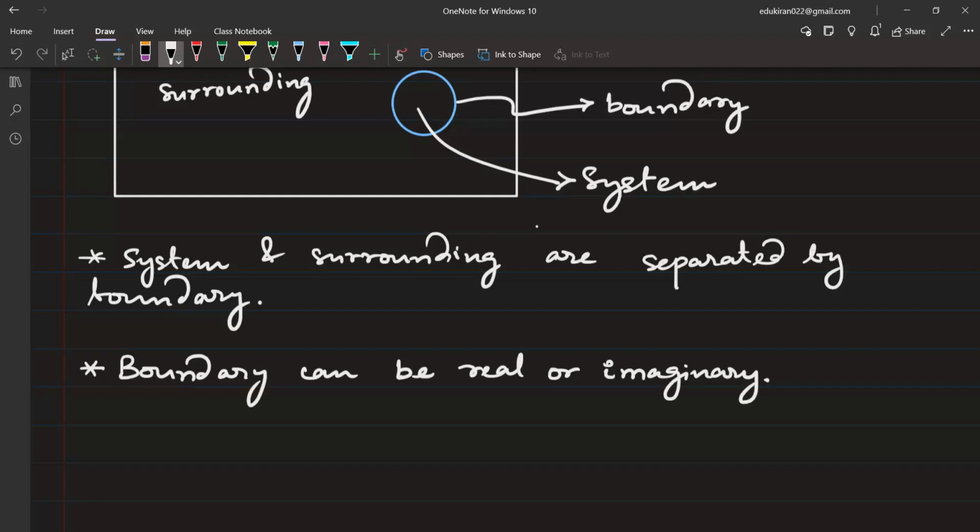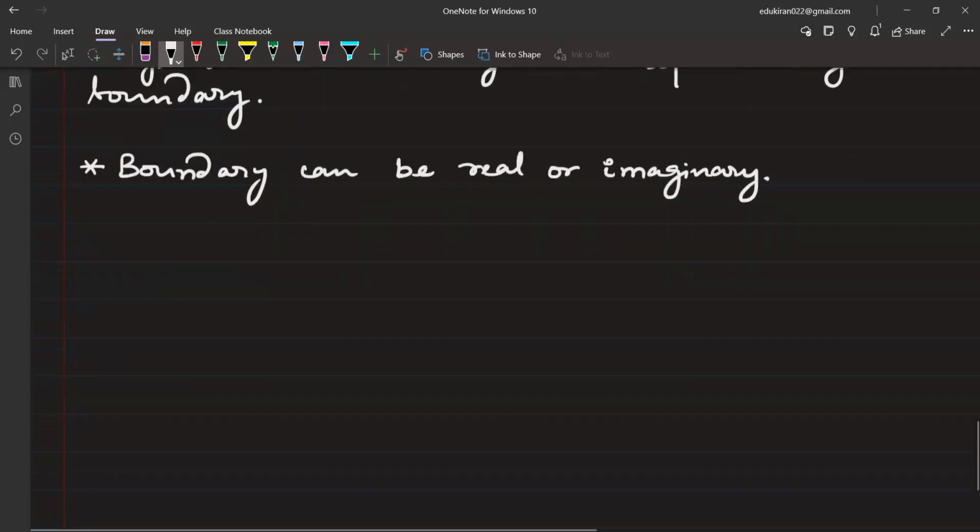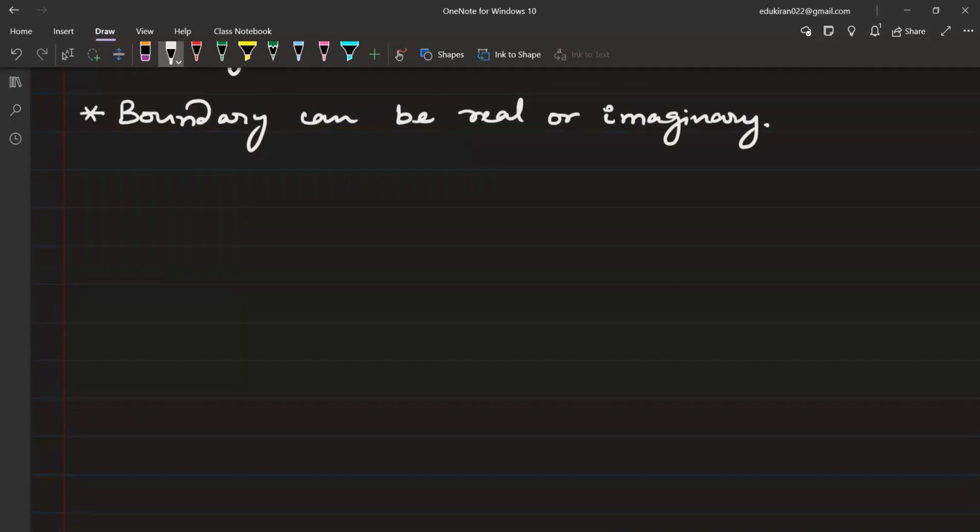Boundary can be real or imaginary. Now, on the basis of type of boundary, real and imaginary, there can be further types of boundary. Depending on the type of boundary, we can further divide system into 3 types. These are very important, so look at this carefully. We can divide system into 3 types. Please write.